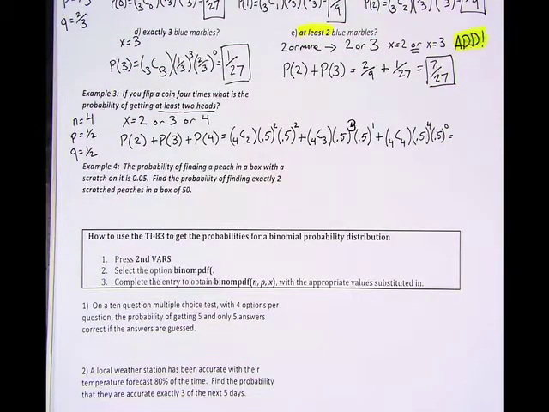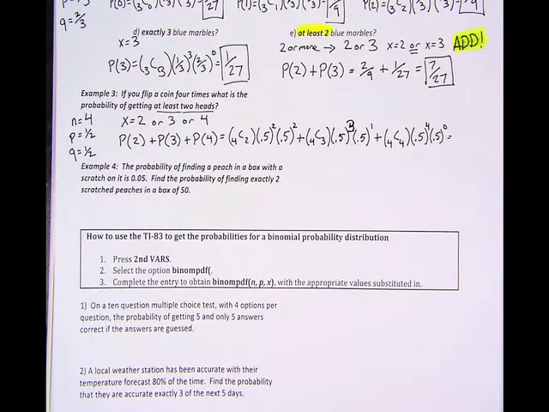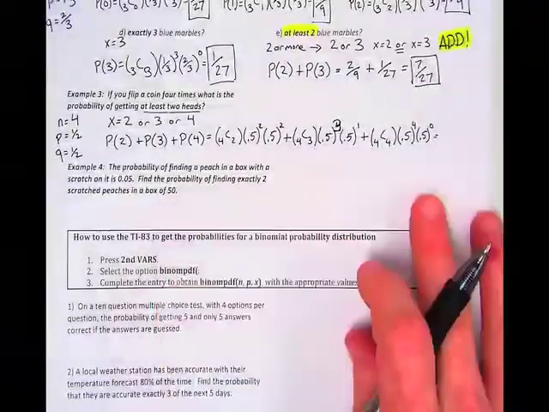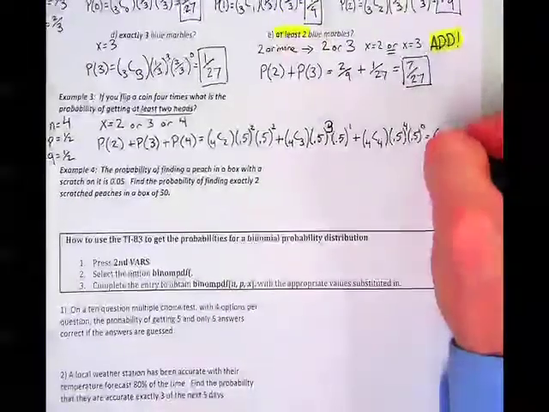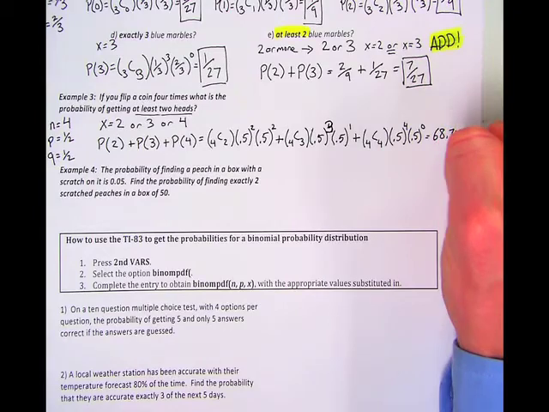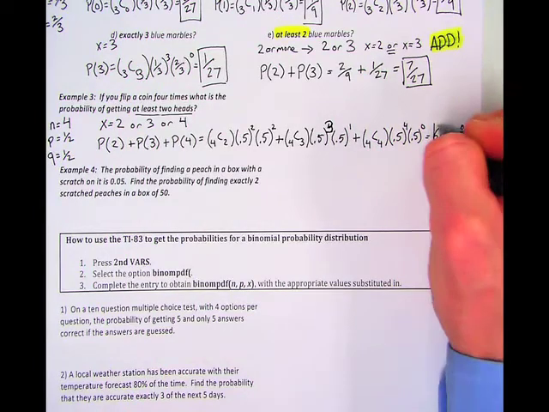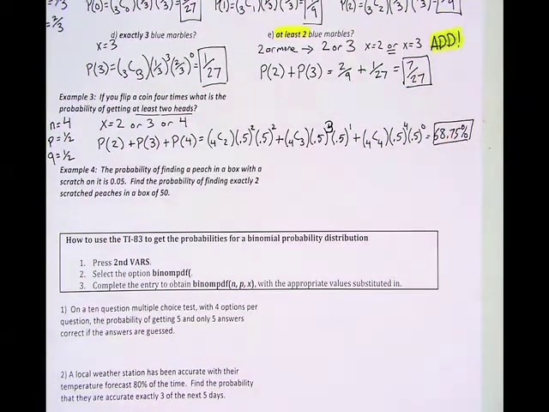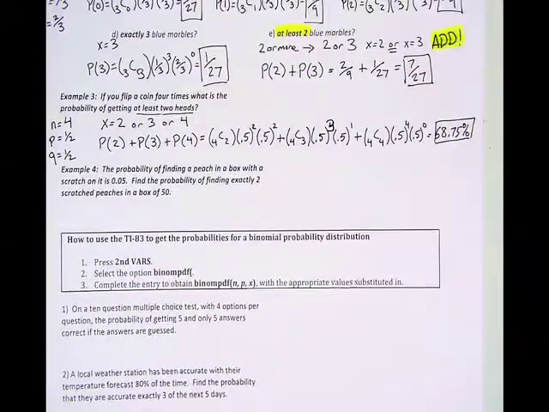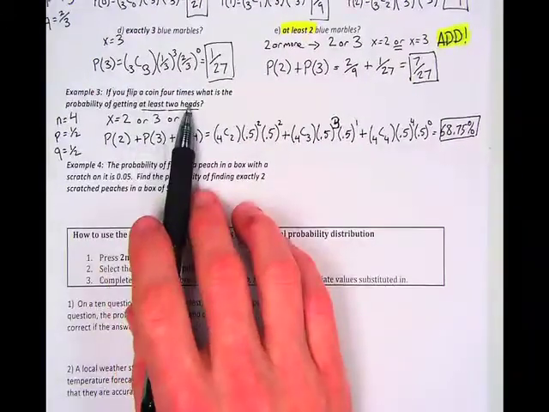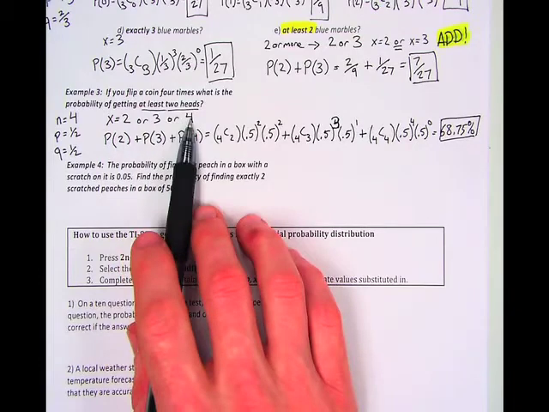Alright, I don't want to spend more time typing this into our calculator than we need to. We'll just write all this out. Turns out that we end up getting 68.75%. Okay, but the biggest thing is for at least 2, that means 2 or 3 or 4, add up all 3 of these probabilities.